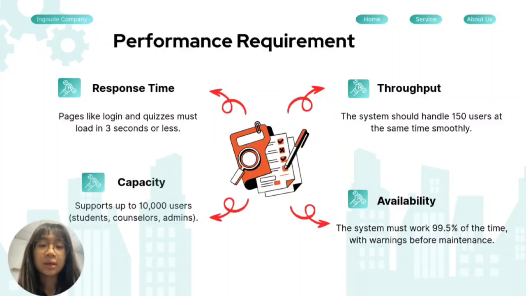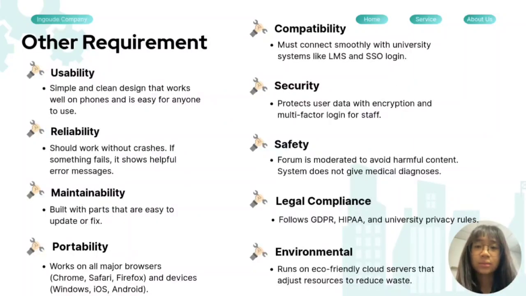The third is capacity. It needs to manage up to 10,000 registered users, including students, counselors, and administrators. And the last is availability. The system should be available and working 99.5% of the time, with advance notice for any maintenance. There are some other requirements in the Digital Mental Health Literacy Hub.